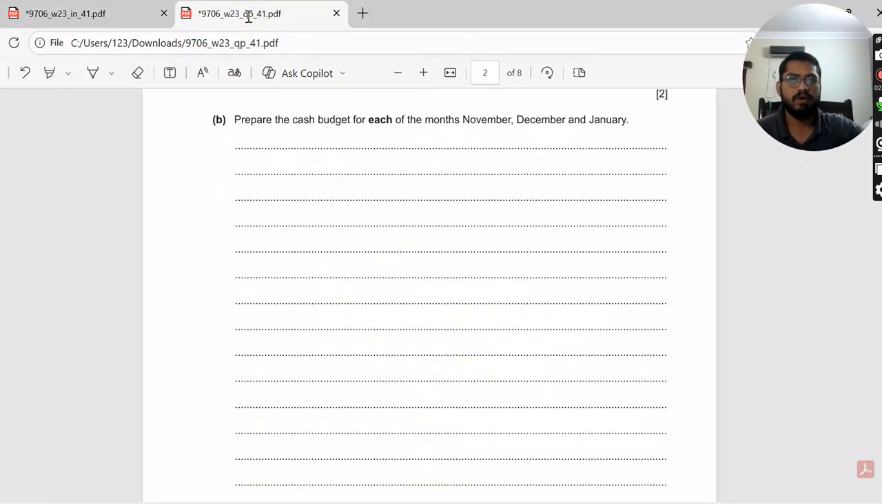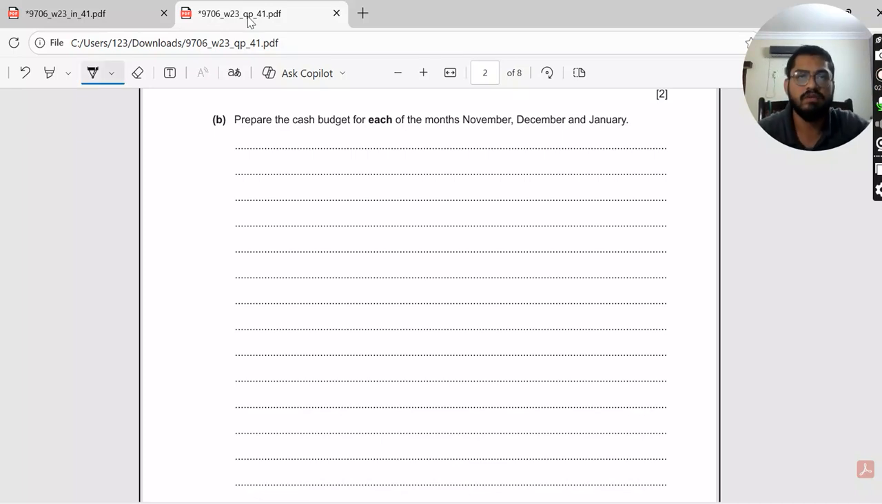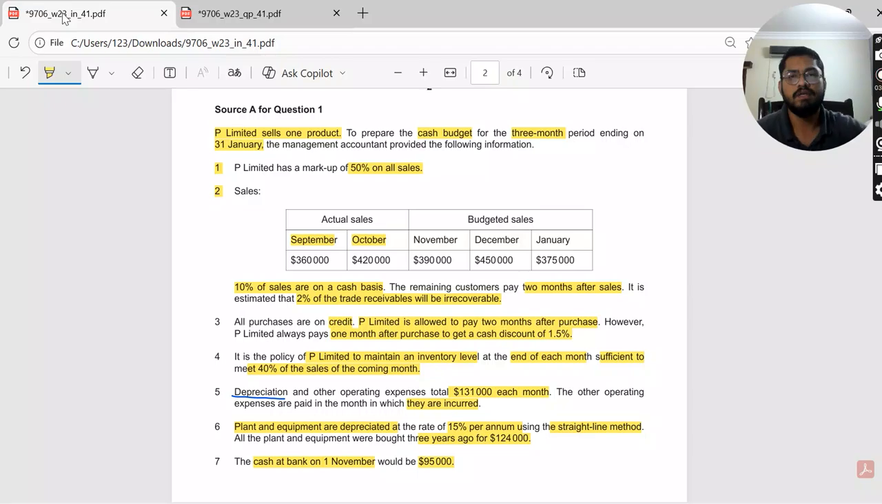So in part B we are required to calculate the cash budget for the months of November, December and January. So let's just quickly draw a format over here. So we have the months of November, December and January, and the opening balance over here would be $95,000. Alright, so let's just simply record all of the cash inflows and outflows accordingly.